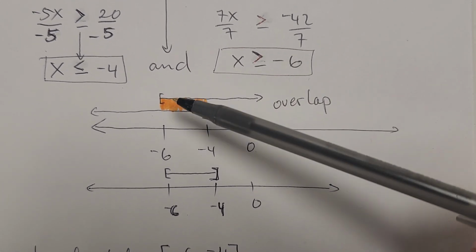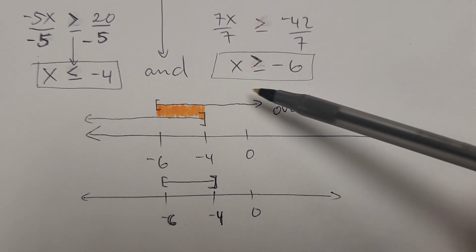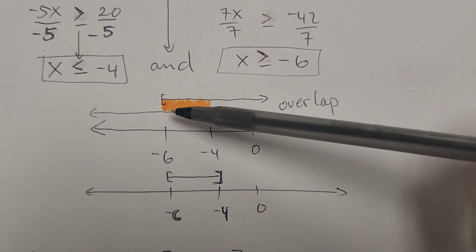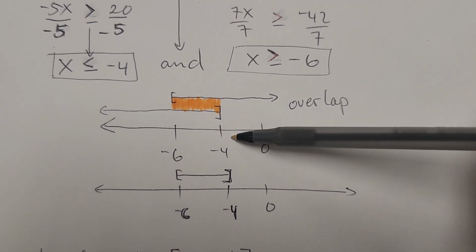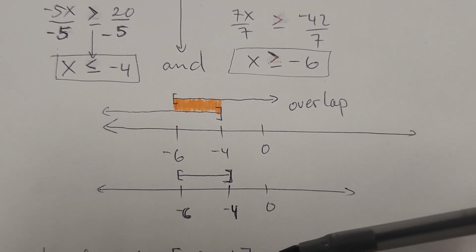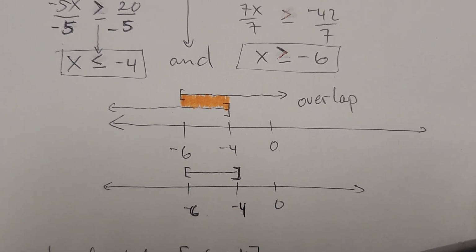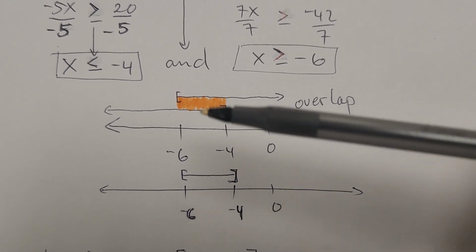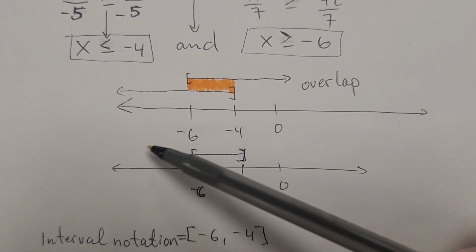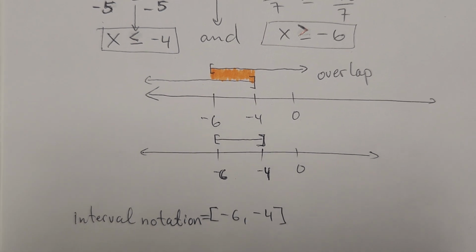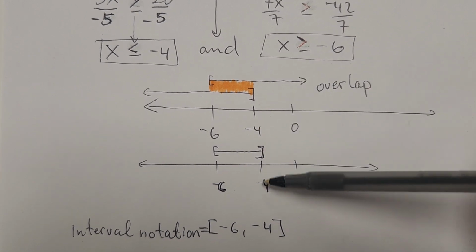Now if you notice something, from negative 4 it is going to the left, from negative 6 it is going to the right. There is an overlap right here, from negative 6 to negative 4. So my answer is only in the overlap area, which I have in orange. So technically the graph will end up like this, and when I write my interval notation, it should be only from negative 6 to negative 4.